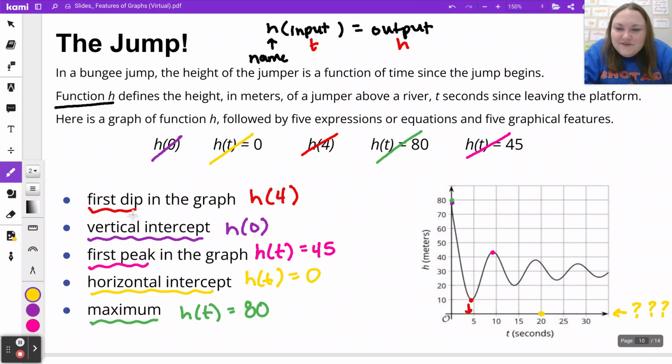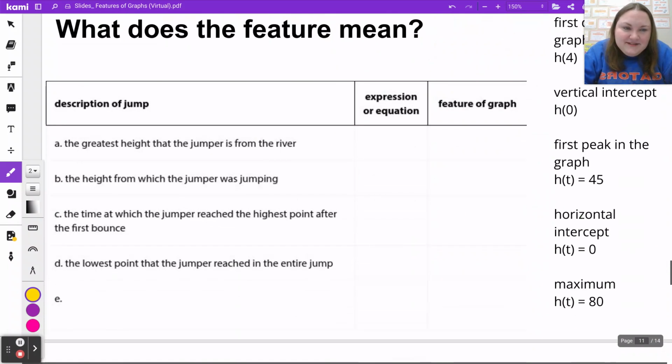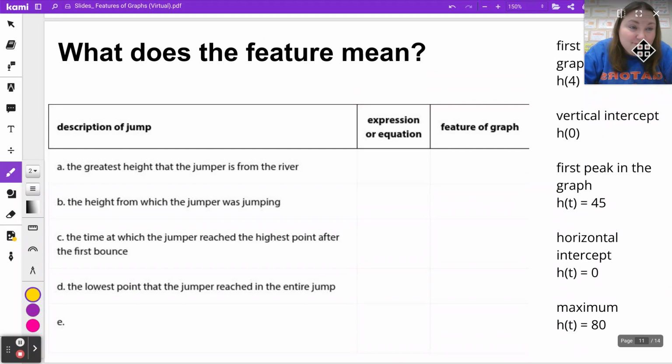Now that we've matched this first part, there's one other thing we're going to do, and that's similar to what we were doing in the first part of this lesson. It's describing what each of these features tells us about the situation. So I'm going to scroll down to this next part and move my face.